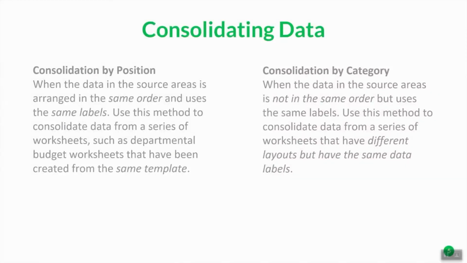First, consolidation by position. When the data in the source areas is arranged in the same order and uses the same labels. Use this method to consolidate data from a series of worksheets, such as departmental budget worksheets that have been created from the same template. So that's consolidate by position. Consolidation by category is when the data in the source areas is not in the same order, but uses the same labels. Use this method to consolidate data from a series of worksheets that have different layouts but have the same data labels.